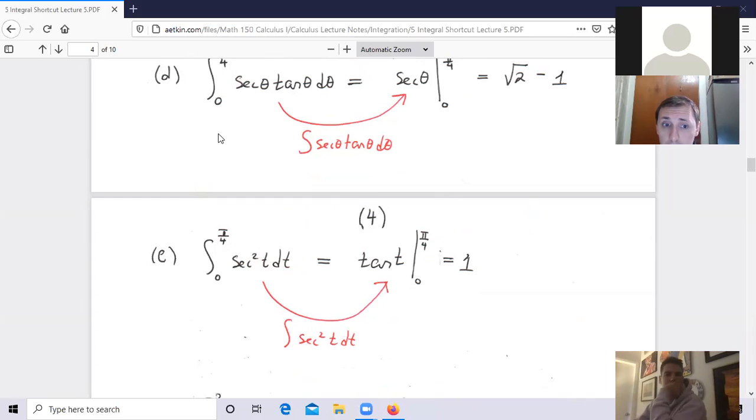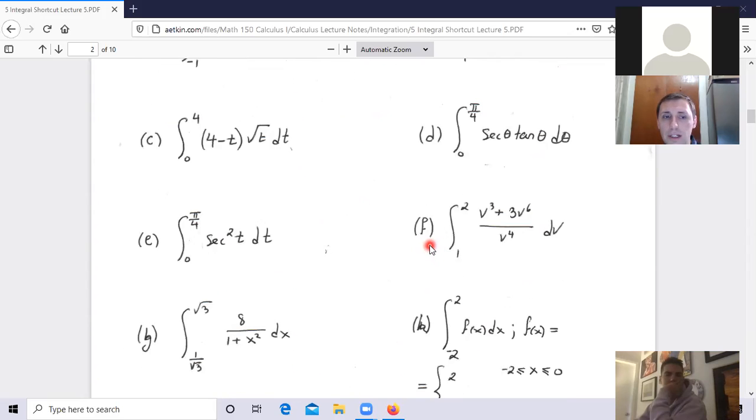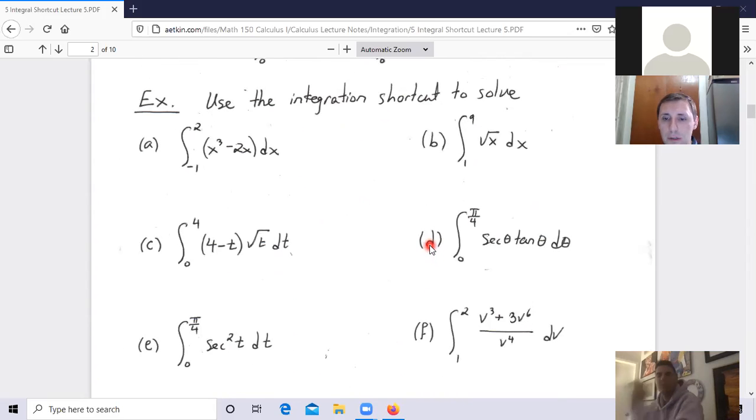The antiderivative of secant squared is tangent. Evaluate from 0 to pi over 4. Tangent of pi over 4, you should know that immediately. That is 1. Tangent is slope, so that's 1. Tangent of 0 is 0. So the answer is 1 for E. Now, very quickly, you do F. Blitzschnell.